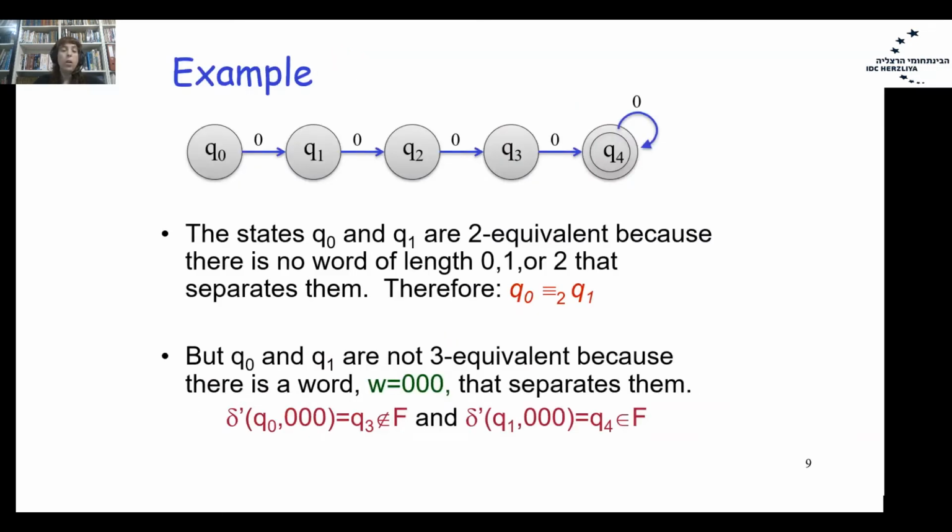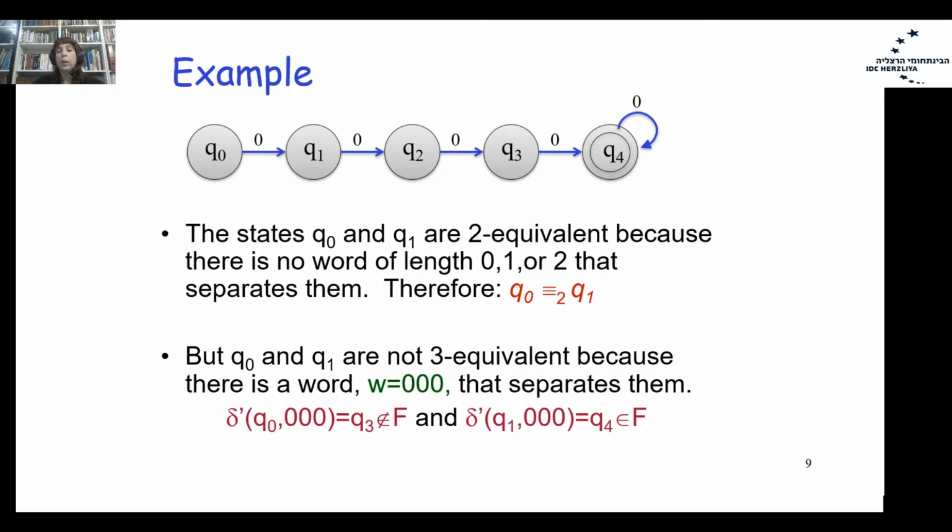Okay, let's see the example. Here we have a 5-state automaton. Q0 is the starting state. And after 4 zeros, we reach the state Q4, an accepting state. Q0 and Q1 are 2-equivalent. Why? Because if I take all the words of length less than or equal to 2, length 0, 1, and 2, I can't separate between Q0 and Q1.